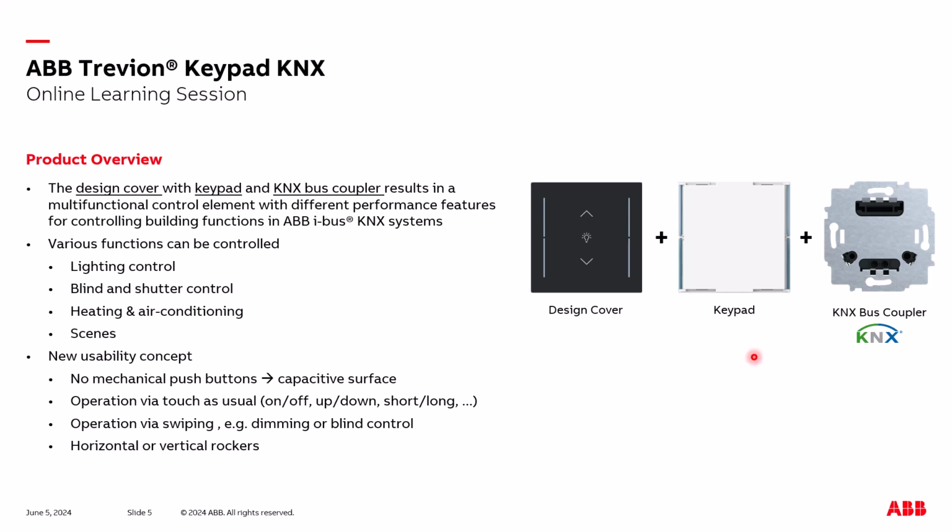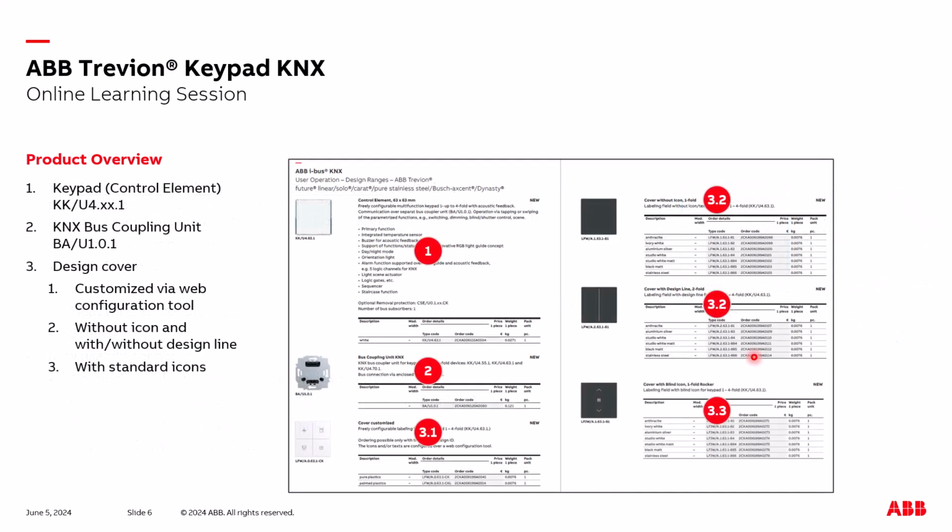Looking at the range overview. The product is of course already available, and there are a lot of different components available for the different colors, different ranges, and also different design covers. There are a lot of things available. First of all, you need this control element. There's only one, and you need the bus coupler. You put this control element on the bus coupler, and then we have different covers available.